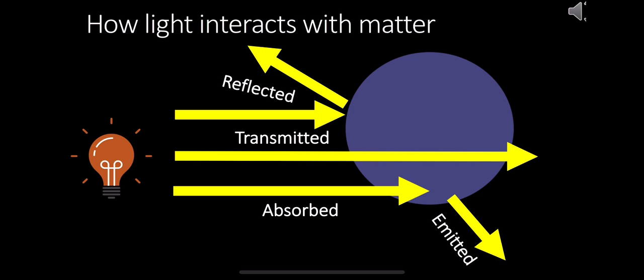And then it can be transmitted, and it can actually pass through the object. Like light can pass through liquids and gases and through glass. And then it can also be absorbed into the object. And oftentimes when it's absorbed into the object, light can also be emitted from that same source, absorbed and then released back into the universe.